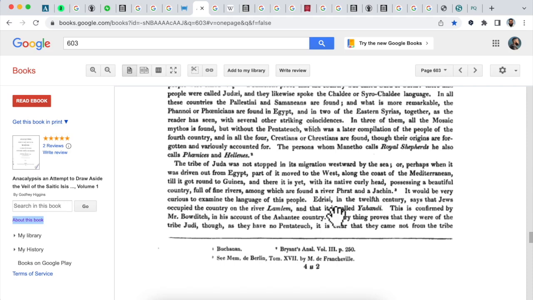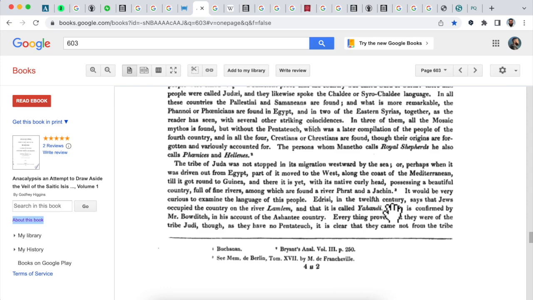Adrisi, we're going to be hearing a lot about Adrisi. I believe he was an explorer from the 12th century. I'm not too familiar with him off the top of my head, although I should be. But I do know his name pops up a lot when you read information about Jews in West Africa. But for now, let's just keep reading. We're going to see his name again.